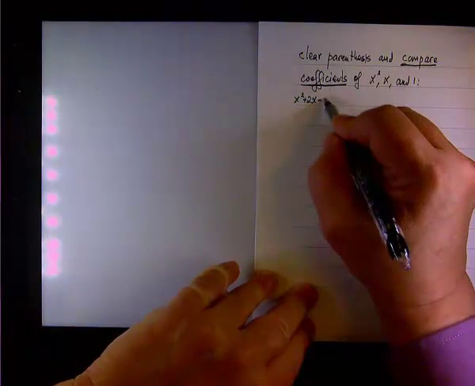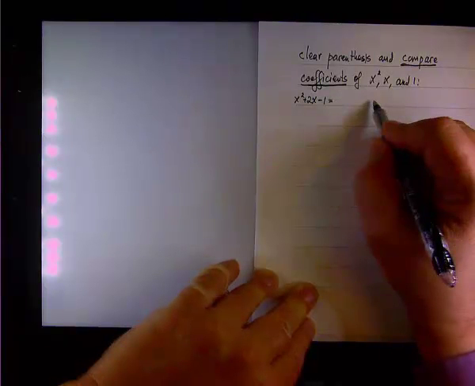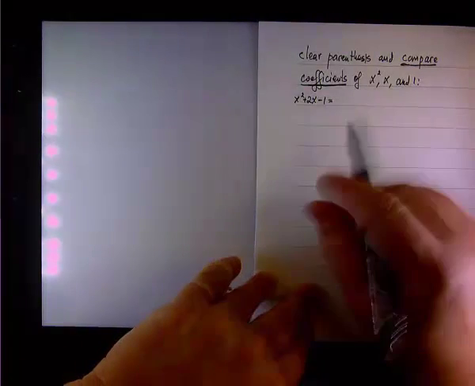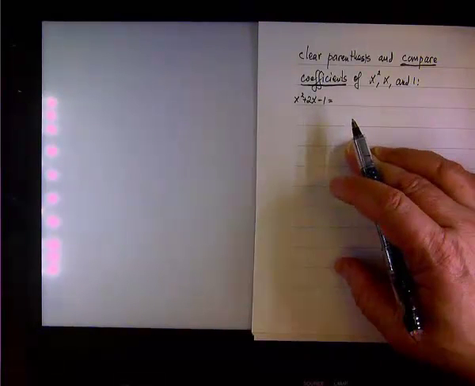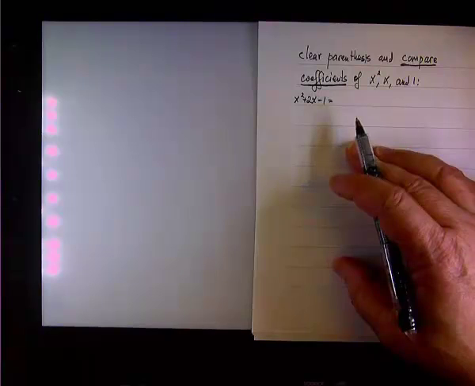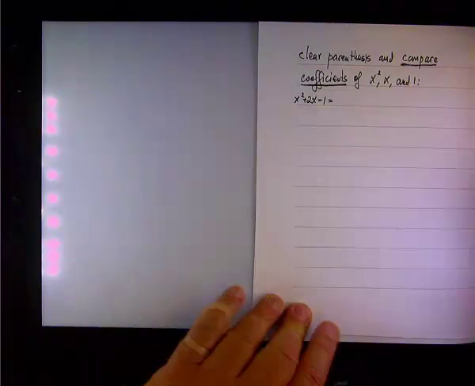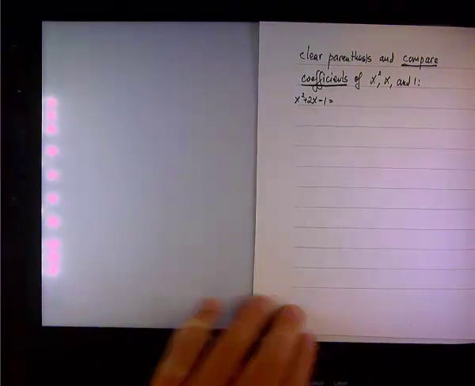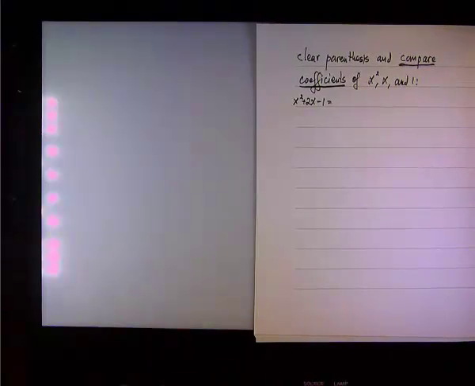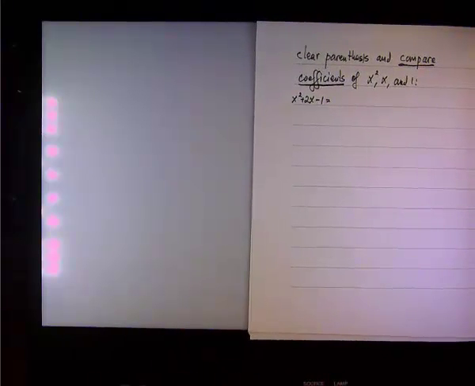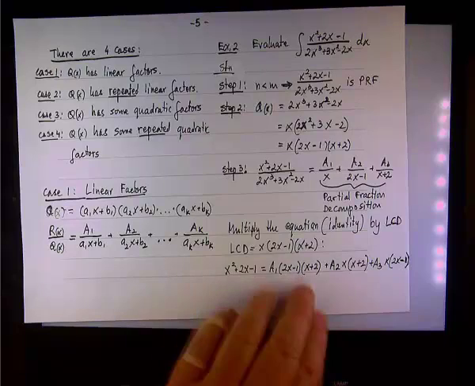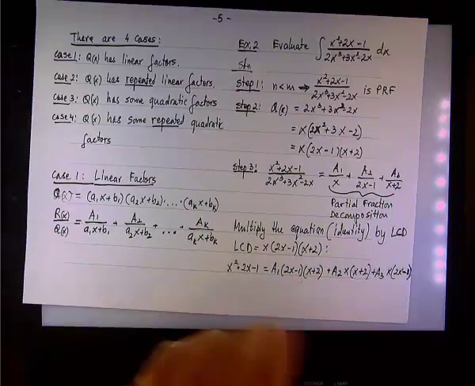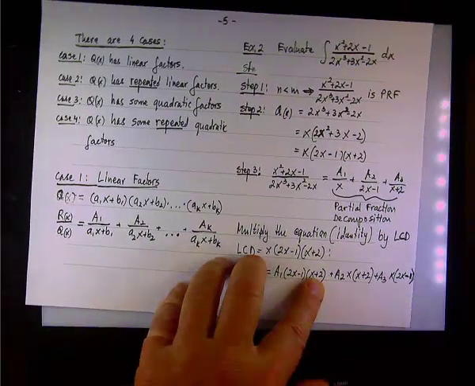Of x², x, and 1. Okay, so let's see. On the left side, we still have x² + 2x − 1, right? What will be the coefficient that multiplies x²? Let's look on the right side of yours, and I'm looking here.